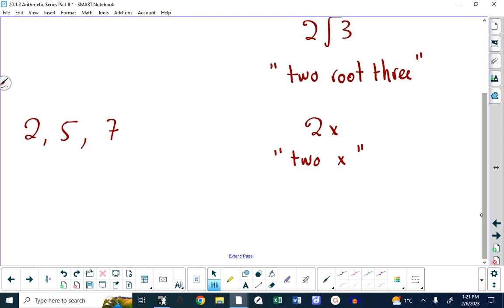Would you say the common difference is 3? Thanks for keeping me on my toes. 2, 5, 8. Yeah, of course. Would you agree the common difference here is 3? Okay.